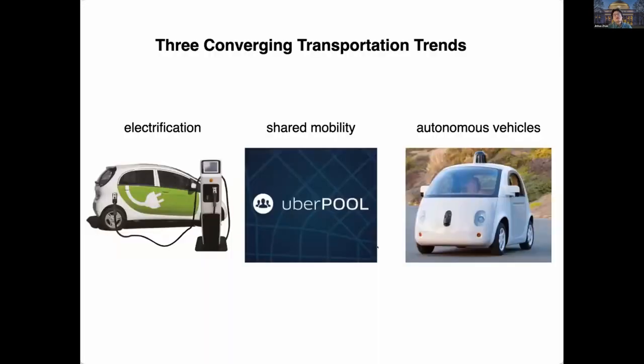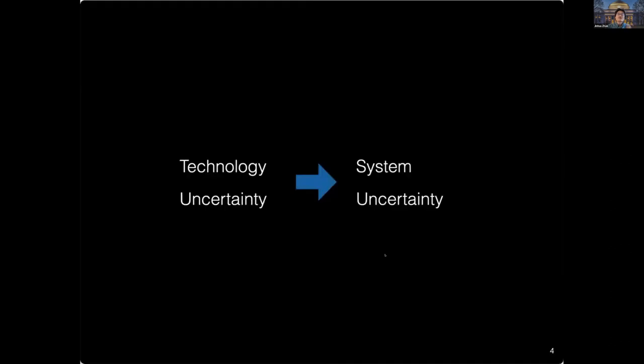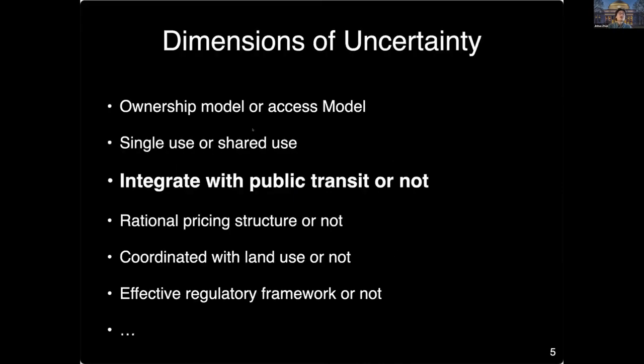So we have all this technology going on these days, but for this talk, I want to say there's a lot of technology uncertainty in this. But now I try to bring attention to the system uncertainty in order for this technology to be part of the urban mobility system meaningfully. There are a whole set of system uncertainties I list here, like what's the ownership model? Is it single use, shared use? Is there integration with public transit or not? Is there a rational pricing structure? Can it be coordinated to land use, etc.? But today I will focus on the integration with public transit.